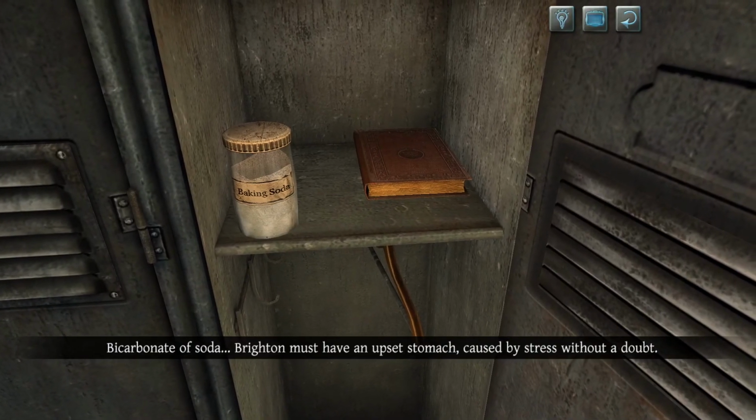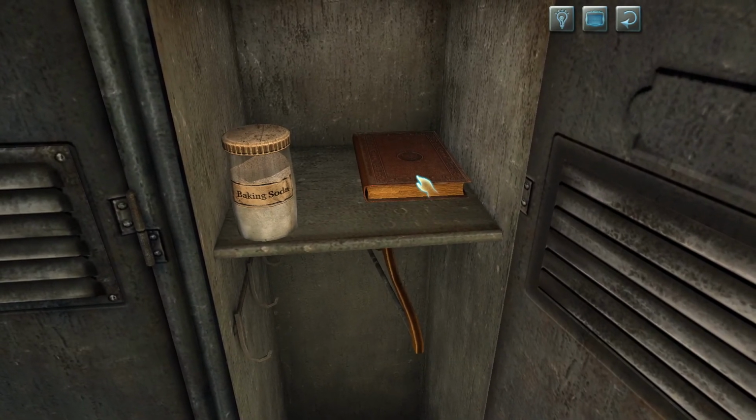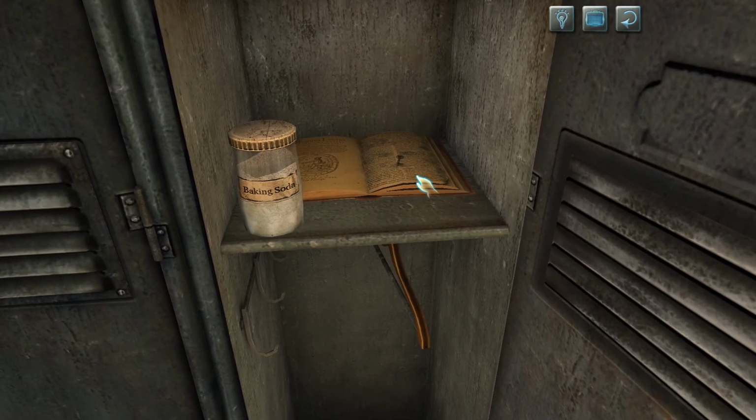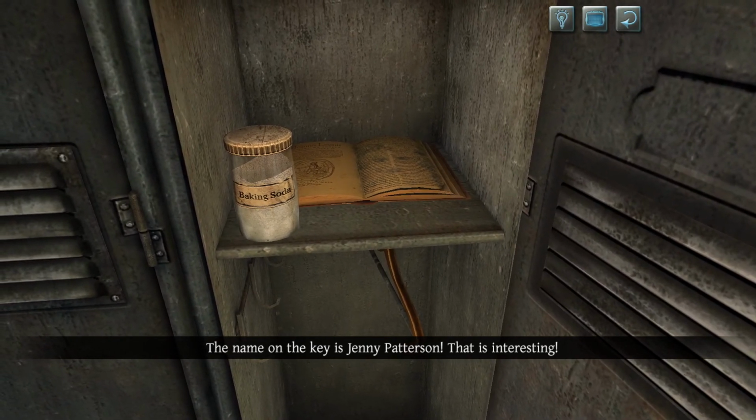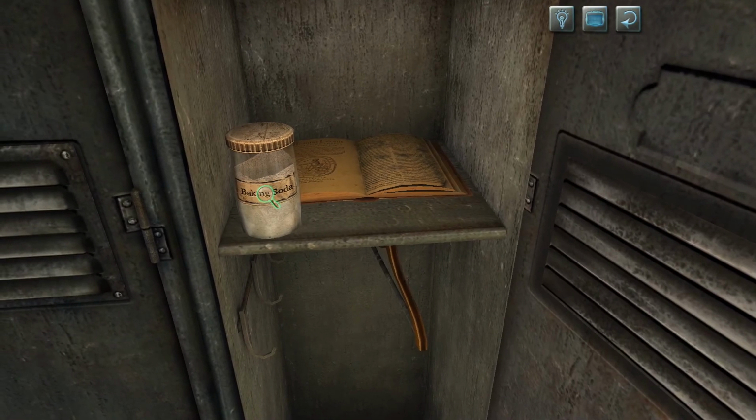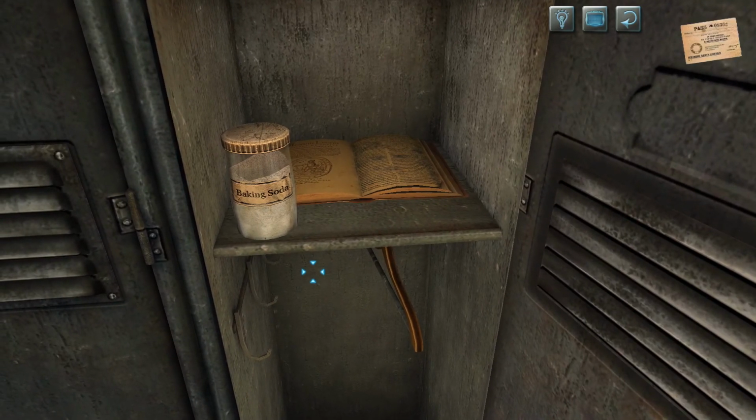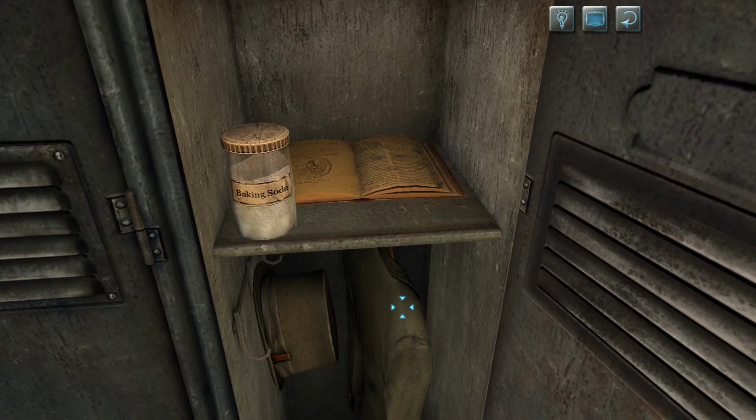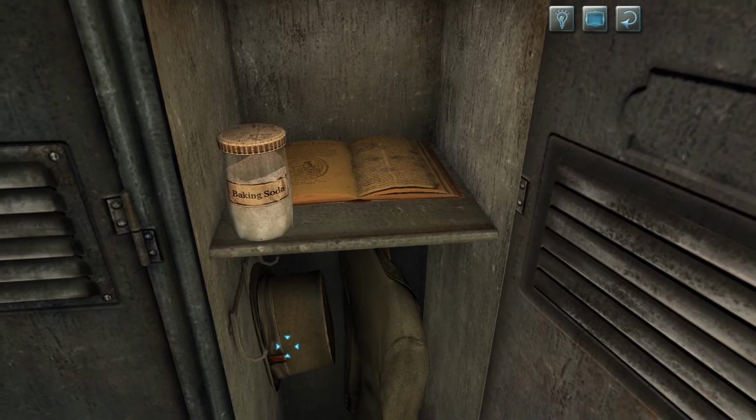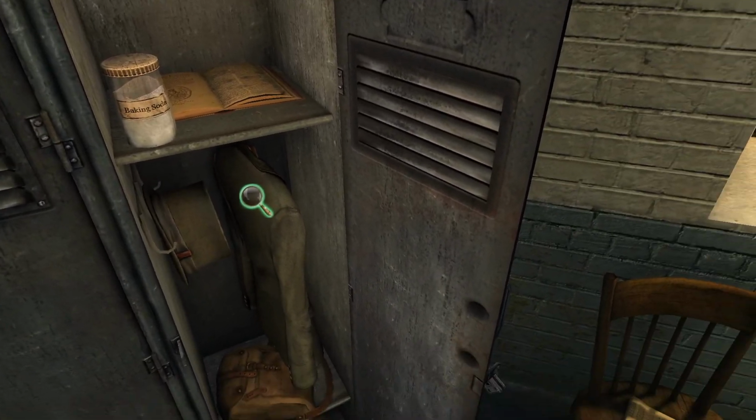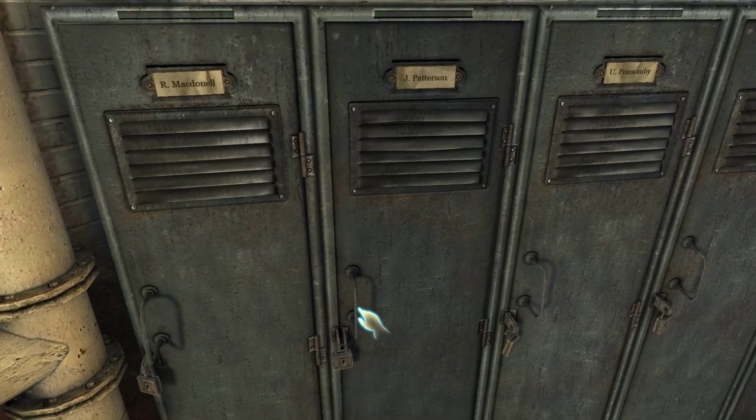What is this? Bicarbonate of soda. Brighton must have an upset stomach, caused by stress without a doubt. Yeah, I know the feeling. Key? The name on the key is Jenny Patterson. That is interesting. Definitely. Well, you need a code. There it is. So we have Jenny Patterson's key. Why do we have it? Or actually, why does he have it? Interesting. Plot thickens. And here is Patterson's locker.